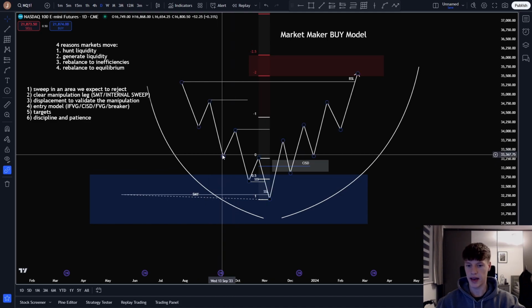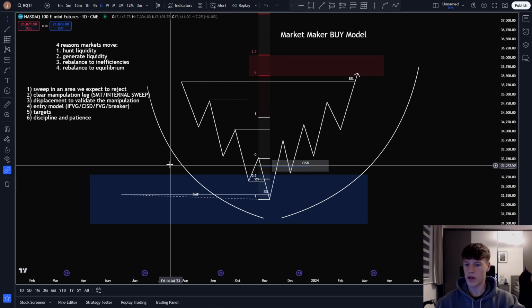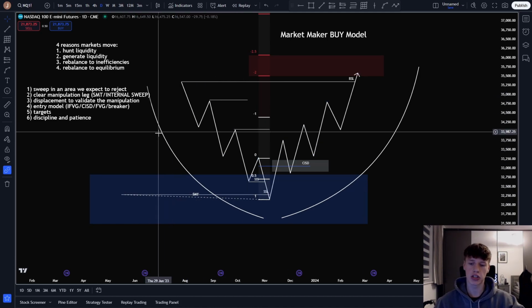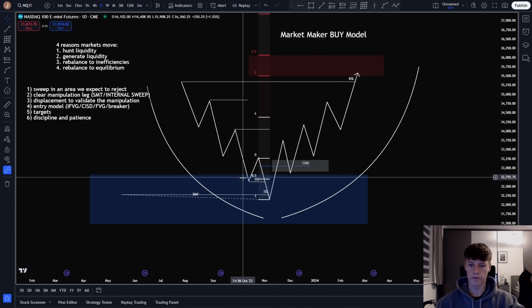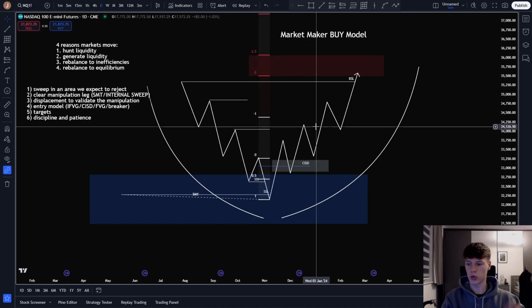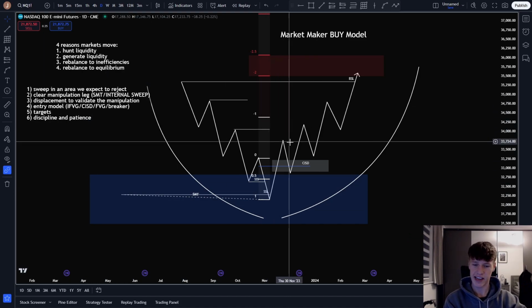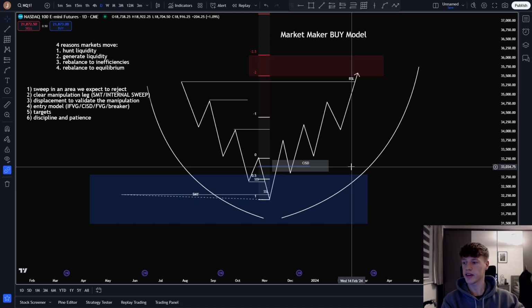And again, importance with every model is discipline and patience. You don't want to be here and taking longs because we haven't come to the area yet. You've got to have patience, wait for the full model, wait for that internal sweep, that manipulation leg, the stop raid, because market will always cause maximum pain before moving in its direction. And also have discipline, take your entry, no hesitation, take it, set your orders, hold those orders, have discipline, if there's points to go break even.